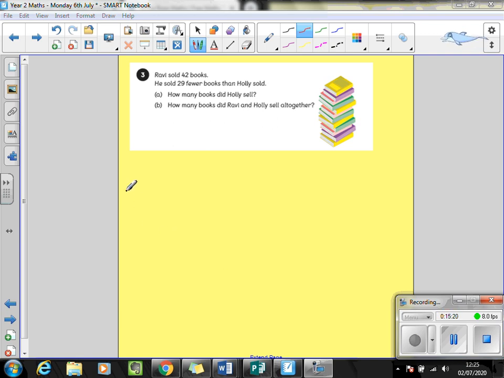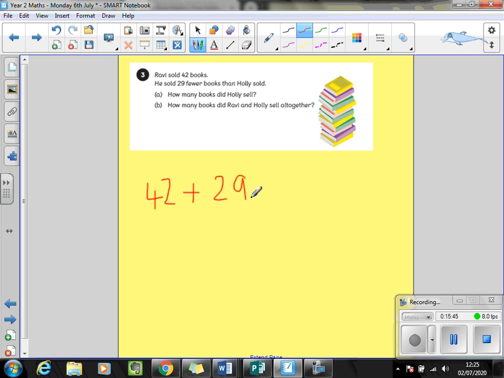Okay, so let's look at question A first. We want to find out how many books did Holly sell. So looking at the information, we know that Ravi sold 42 books, but he sold 29 fewer books than Holly, which means Holly sold 29 books more than Ravi. So we're simply going to add 42 and 29 together to give us the answer of how many books Holly sold altogether. Okay, and again, the strategy I suggest that you should have used is column addition.